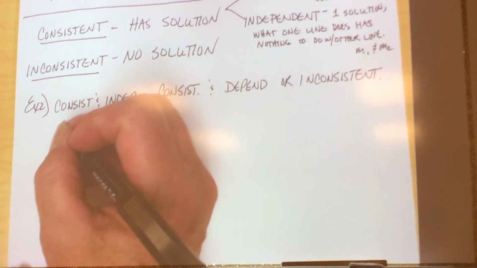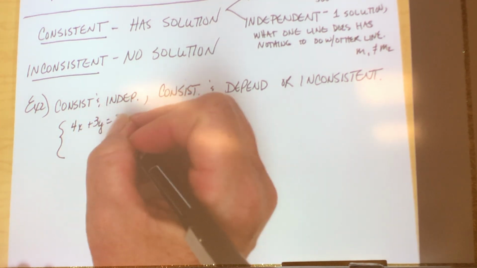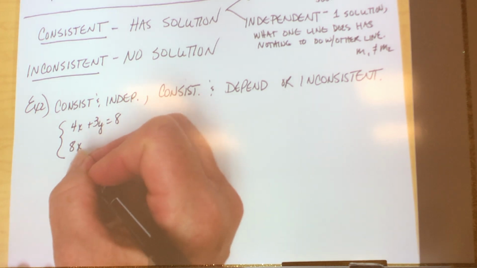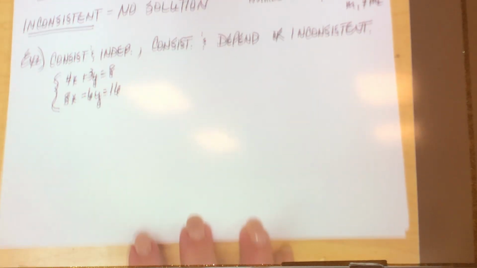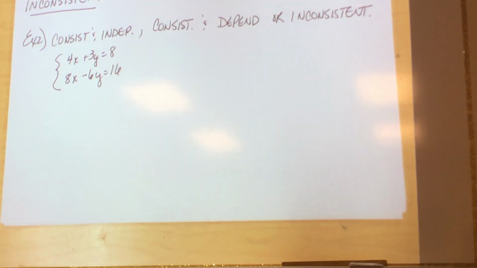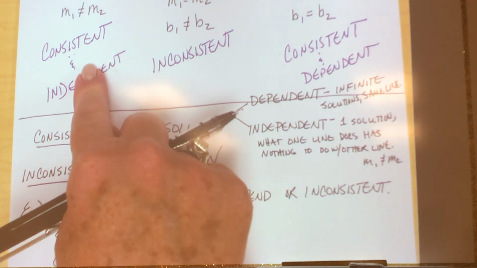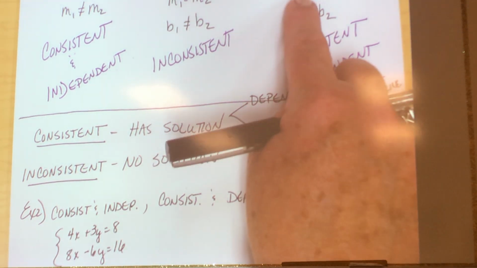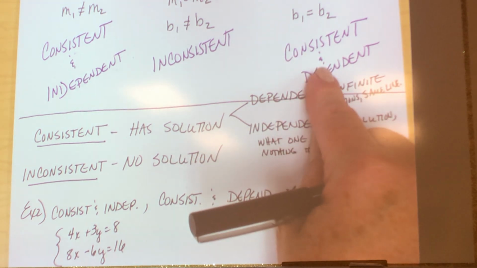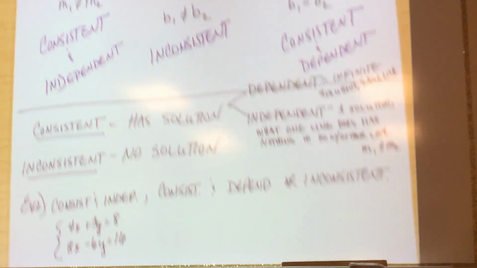All right, so here's my system. 4x plus 3y equals 8, and 8x minus 6y equals 16. Okay, now to know which one it is, do I have to graph it? No. We looked right here and we said, if the slopes are different, this is what it is. If the slopes are the same and the y-intercepts are different, this is what it is. If the slopes are the same and the y-intercepts are the same, this is what it is. Okay? Now, if you like going with the graphs, then you could graph it.